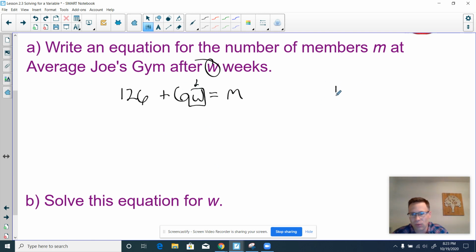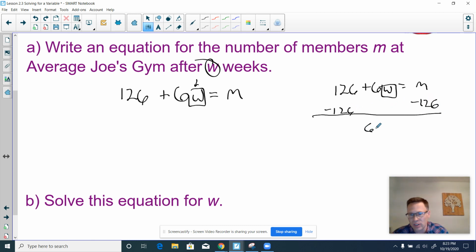So I have 126 plus 6W equals M. All right, I'm solving for W. What's happening to W? I'm multiplying by 6 and adding 126, which means I'm going to subtract 126 from both sides, which leaves me with 6W is equal to M minus 126.